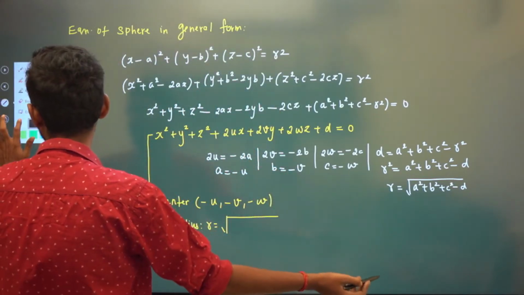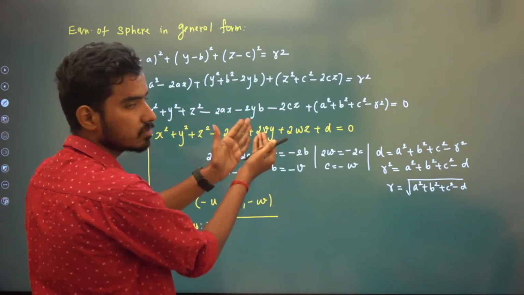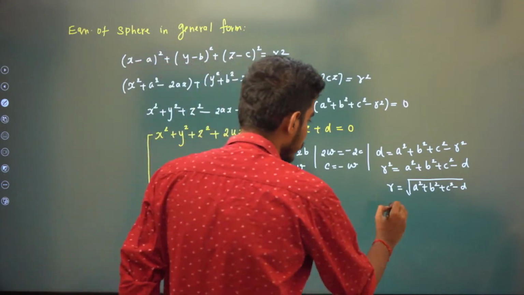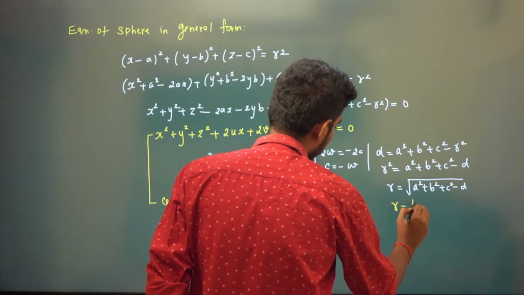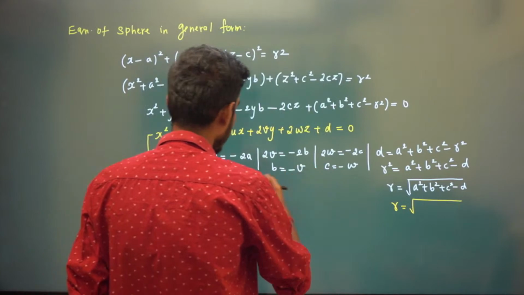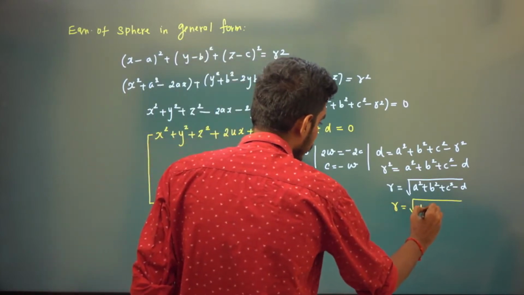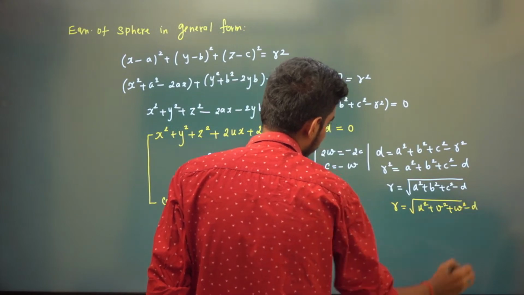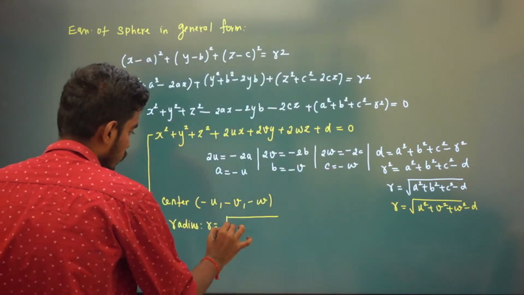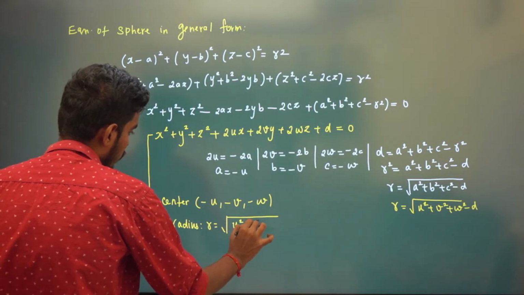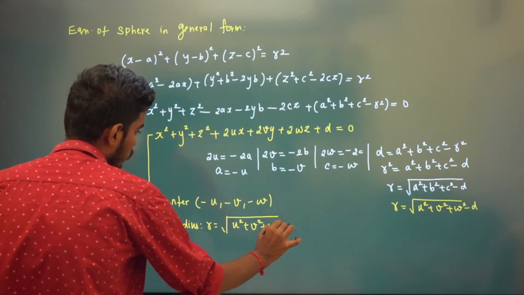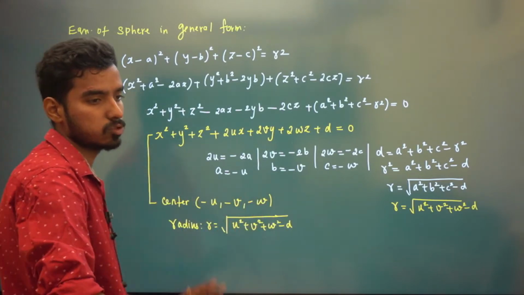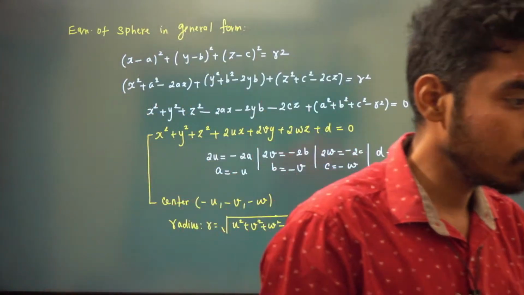See, here we have it in terms of ABC, but we will write everything in terms of UVW, right? This is the same as R is equal to square root of, so A square will be minus of U square. So we will have U square plus V square plus W square minus D. That's it, right? Based on these two slides, we're going to do 10 to 12 problems now.